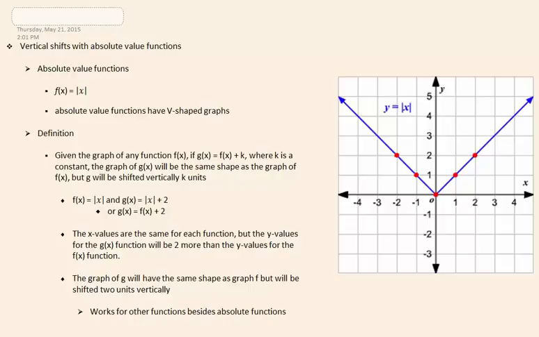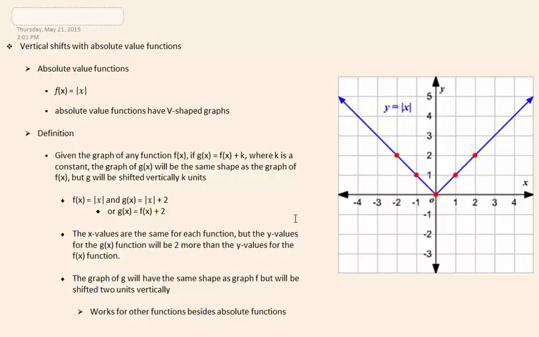Absolute value functions are written as f of x is equal to the absolute value of x. Absolute value functions always have a v-shaped graph, as seen in the figure to the right. When doing vertical shifts, we need to know that for the graph of any function f of x, if g of x is equal to f of x plus k, where k is a constant, the graph of g of x will be the same shape as the graph of f of x, but g will be shifted vertically k units.